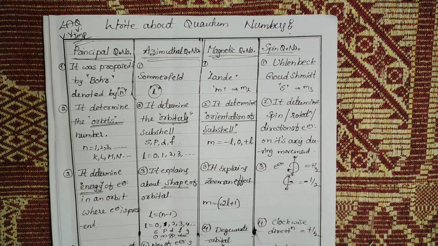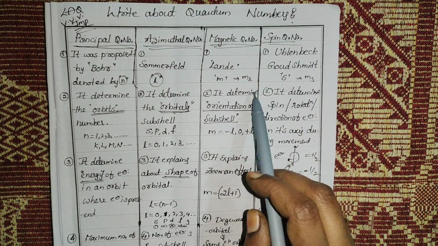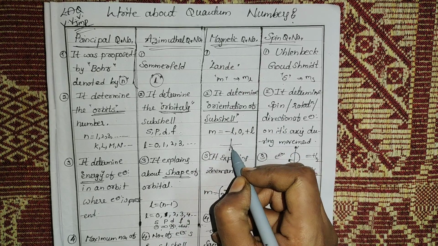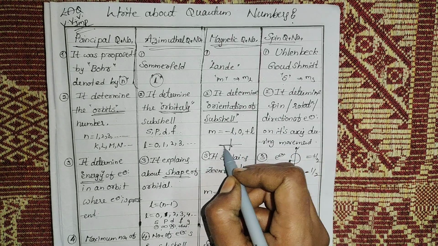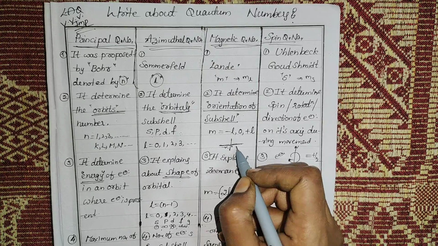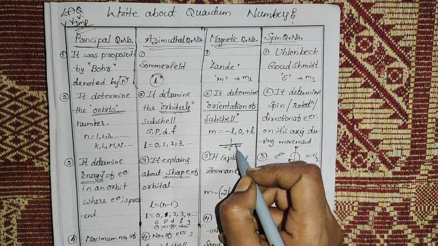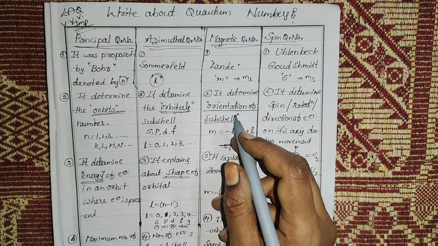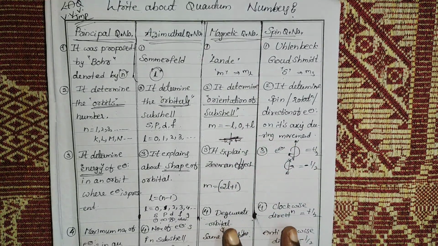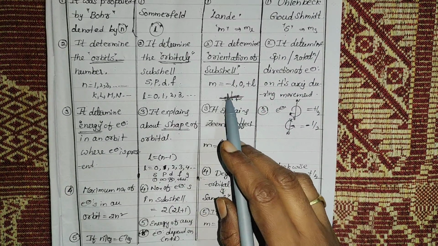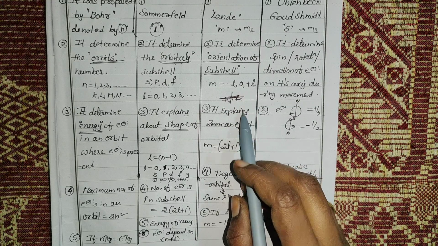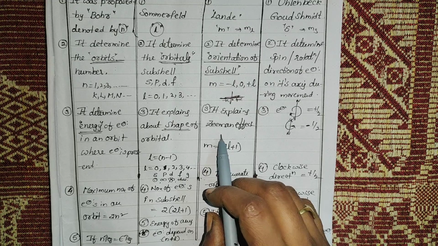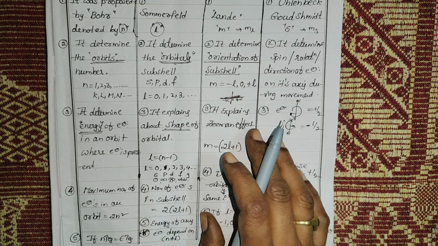Next, the magnetic quantum number was explained by Landé. It determines the orientation of the subshell. If you take a graph, beta, the center point is 0, the left side is negative and the right side is positive. How much it is showing the orientation is explained by the magnetic quantum number. That is why the values are minus l, 0, plus l. It explains the Zeeman effect, nothing but how the lines split in a magnetic field.